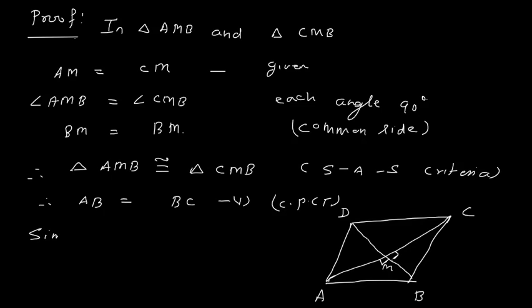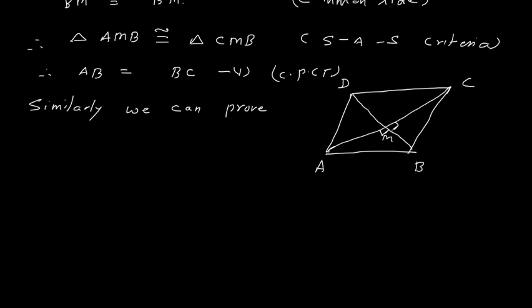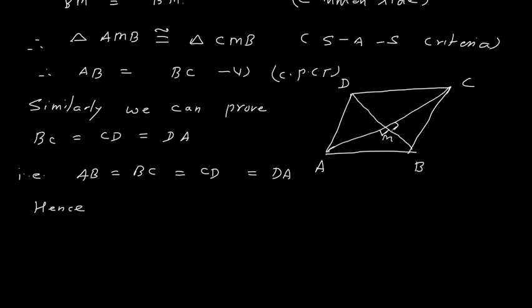Similarly we can prove, as I proved that AB equal to BC, that BC is equal to CD is equal to DA, right? That is, I have AB equal to BC, BC equal to CD, CD equal to DA. Hence, this quadrilateral ABCD is a rhombus.